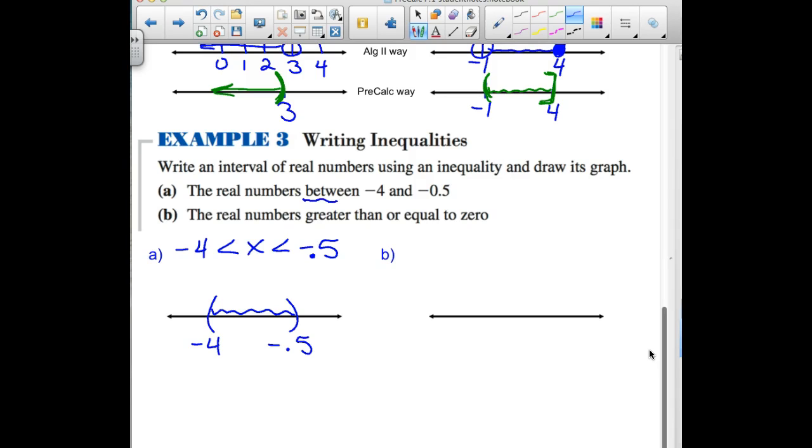So between typically does not refer to being equal to those endpoints. In example B, it says the real numbers greater than or equal to 0. So we would write x has to be greater than or equal to 0. And since it can equal 0, we would use a squared off bracket. And we want to shade everything to the right, where the numbers are greater. If you want to include other numbers on your number line, you certainly can.